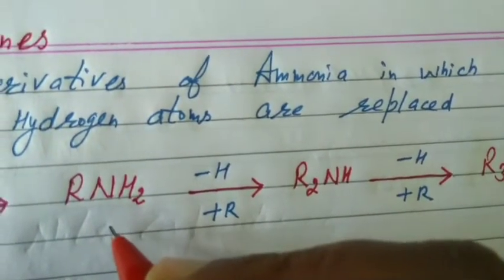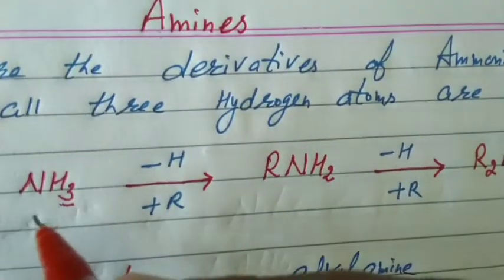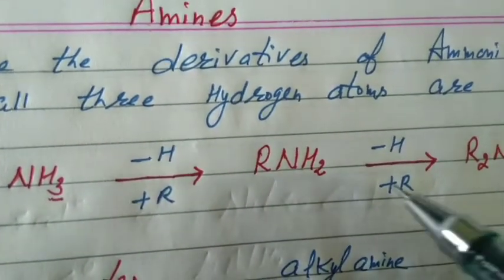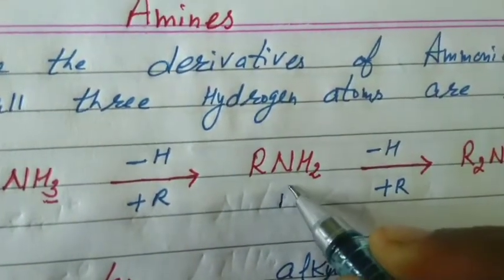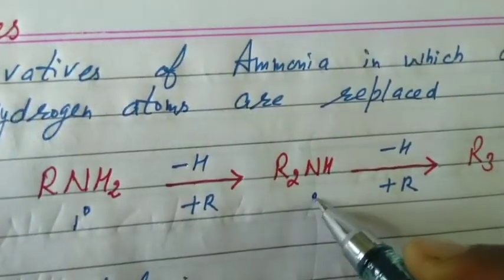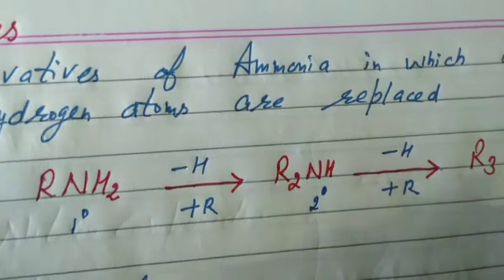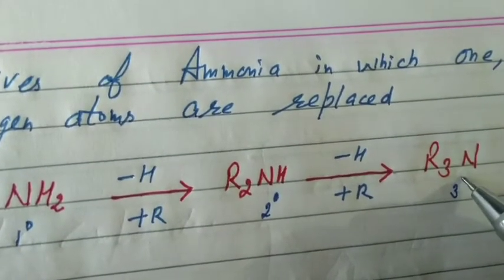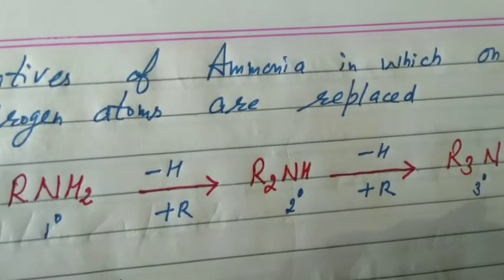Classification of amines. Friends, in ammonia it is clear there are 3 hydrogen atoms. If one hydrogen atom is replaced from ammonia, the amine is 1 degree. If 2 hydrogen atoms are substituted, it is 2 degree amine. Or if the 3 hydrogen atoms are substituted from ammonia, we call it 3 degree amine. Primary, secondary and tertiary amines.